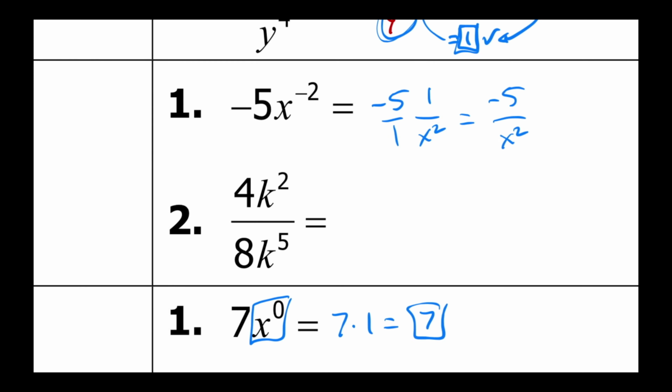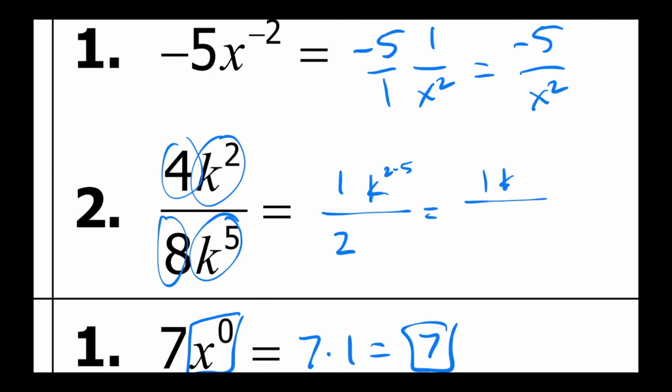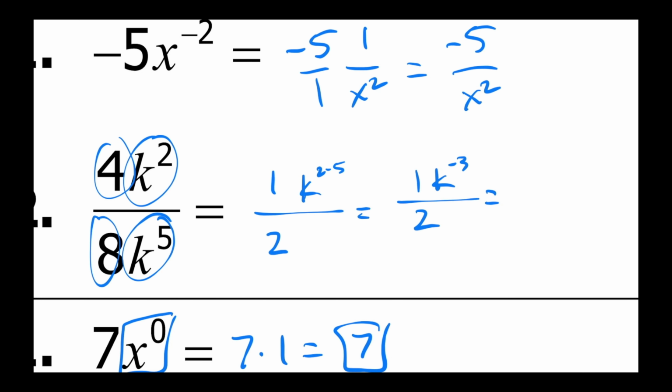Okay, and then let's look at number 2. So 4 over 8, I can simplify that, can't I? That can be 1/2. And then k to the second over k to the fifth becomes k to the 2 minus 5 if we use the quotient rule. So that becomes 1 over k to the negative 3 over 2. I can't have a negative exponent, so that just means, since it's in the numerator, where does the k go? Good job. Goes to the denominator, k, and then it turns positive, because once you flip it, the negative disappears.